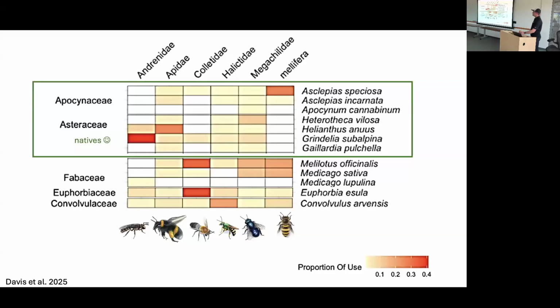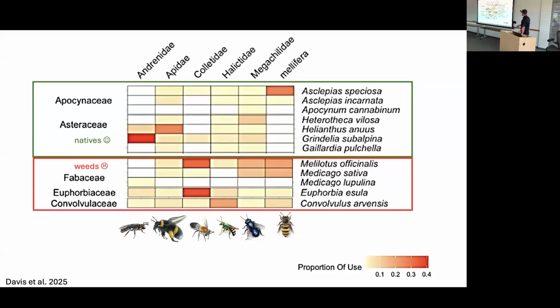But the bottom panel, these are all weedy species, and these are super abundant, right? Euphorbia esula, I think that's a leafy spurge, right? Convolvulus arvensis, everyone's favorite, the field bindweed. All these bees love all this stuff. Medicago, Melilotus, they're all over these weedy plants.